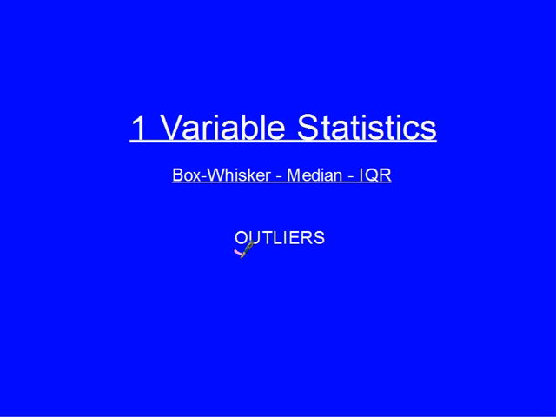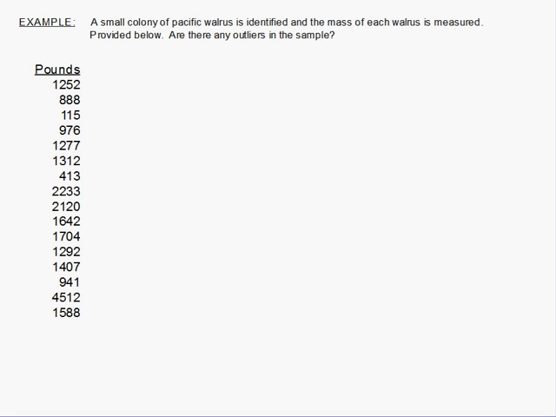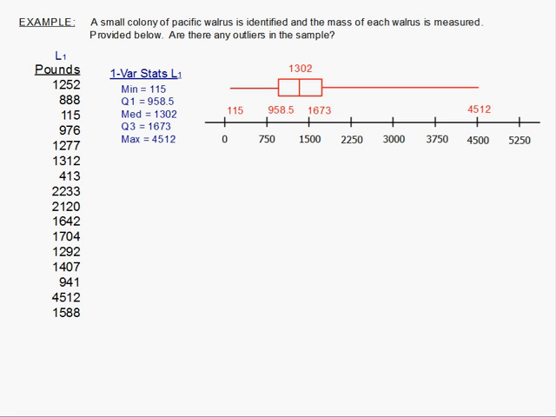The next question is, how do we find outliers when we're dealing with box whisker plots, medians, and IQRs? Well, let's grab our walrus example, our Pacific walrus colony. We did this with histograms before. We'll use one Var Stats, get our 5-number summary, and then create our box whisker plot. Once we have this, we need boundaries, just like we did with histograms. The definition of the boundaries is a little bit different.